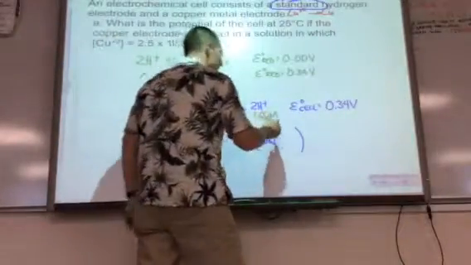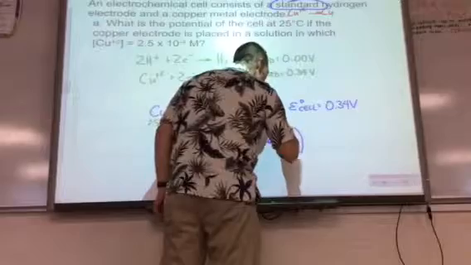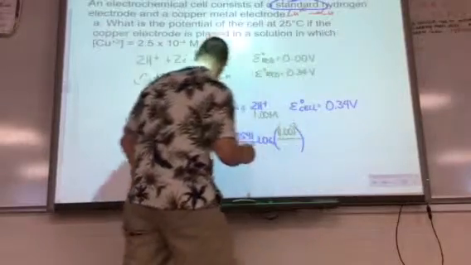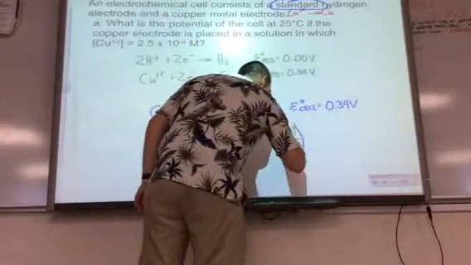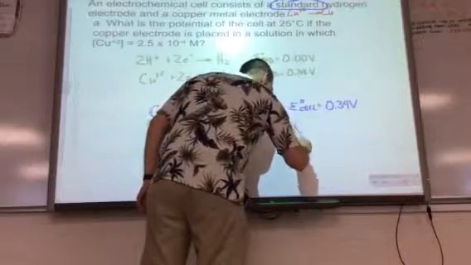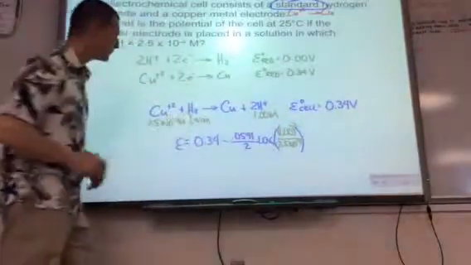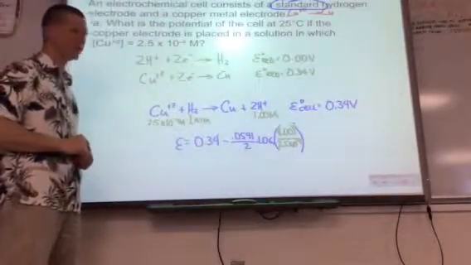So anyway, this would be 1 squared over 2.5 times 10 to the negative 4th. I don't have room to multiply it by 1. So we'll just go like that.